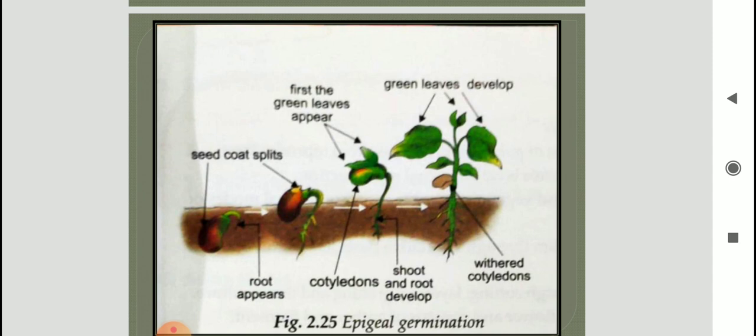So initially they start preparing food for the small plant, for the plantlet. So the cotyledons are not only storing the food in the seed stage, but they are also preparing the food when germination begins in case of epigeal germination. This type of germination is found in dicot seeds like beans, gourd and castor.